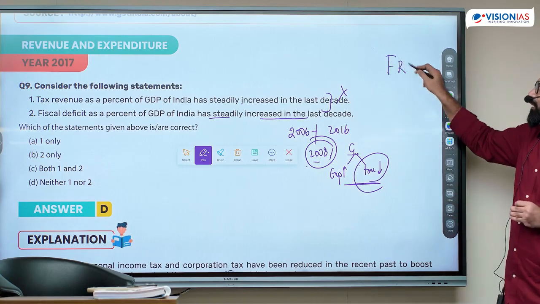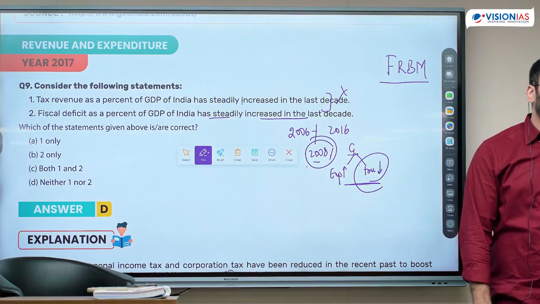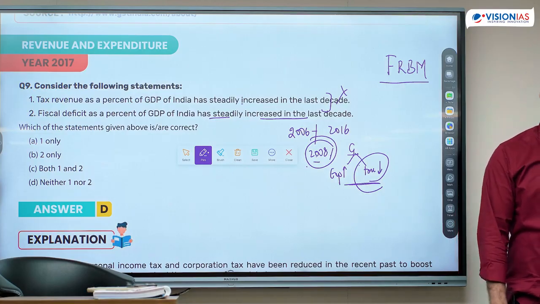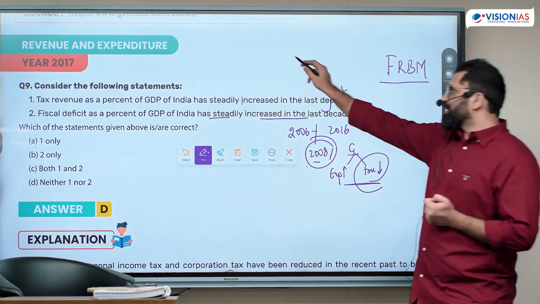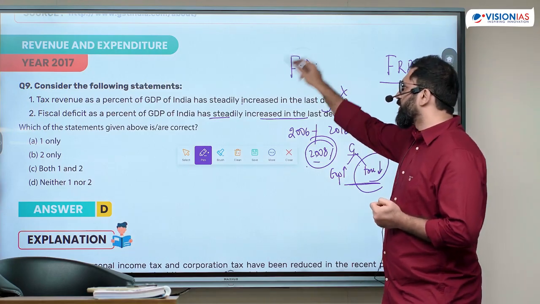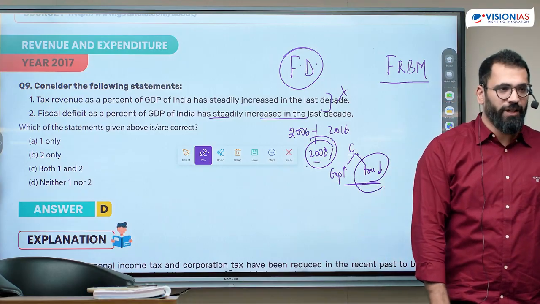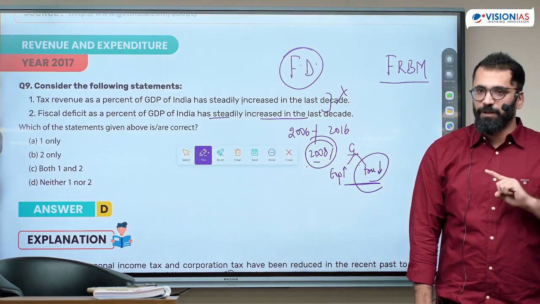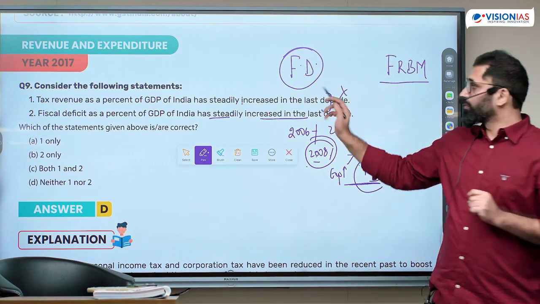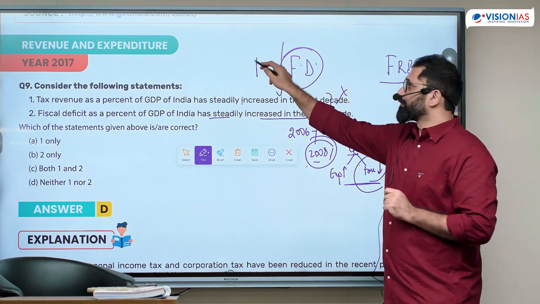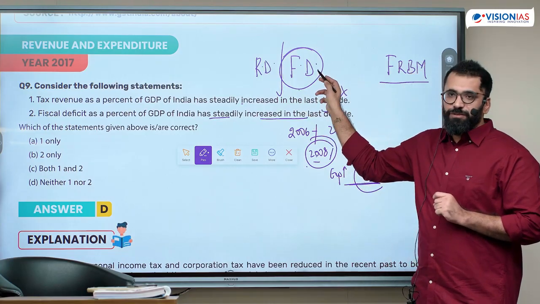Have you heard about FRBM? What is FRBM? Fiscal Responsibility and Budget Management. What is its purpose? The purpose of this is to control the deficits. What it said was deficits are bad. They cause crowding out, and apart from that there are many bad impacts on the economy. Macroeconomic conditions face issues because of deficits, whether it is revenue or fiscal deficit. Now, FRBM said these deficits have to be reduced.